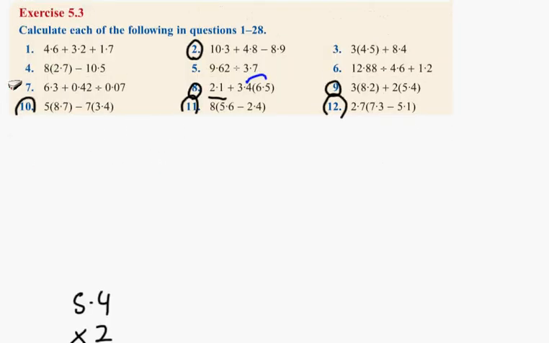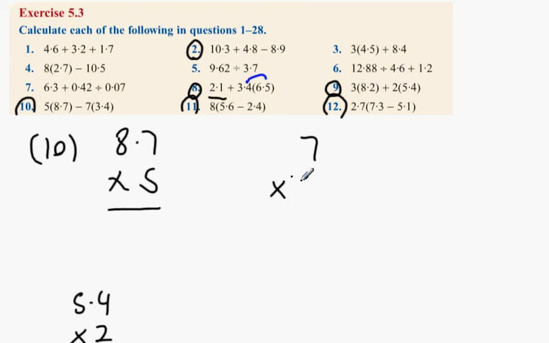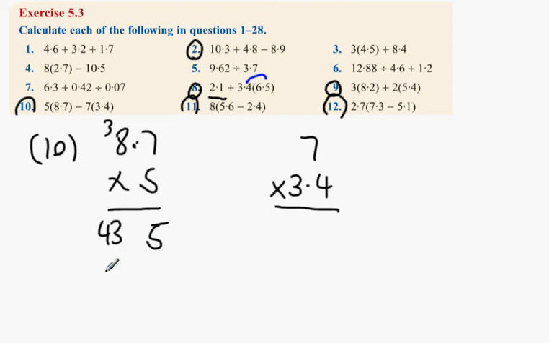Okay. Shh. Next one we're doing is number 10. Now number 10 is Stephen's going to try this one for me. He's going to do 5 multiplied by 8.7, and then he's going to do 7 multiplied by 3.4. And when he does that, he's going to take one answer away from the other. Alright, Stephen, work away. Okay, so 5 times 7 is 35. 5 carried a 3. 43. Now where does the decimal point go? In the middle of 43 and 5.